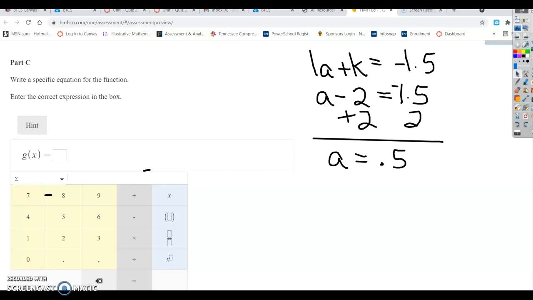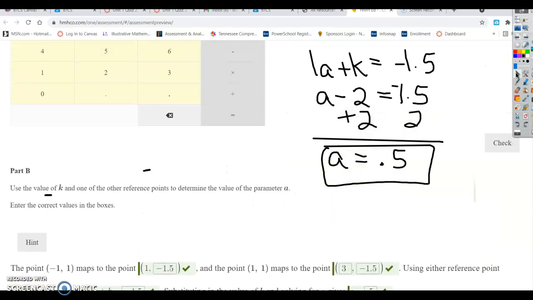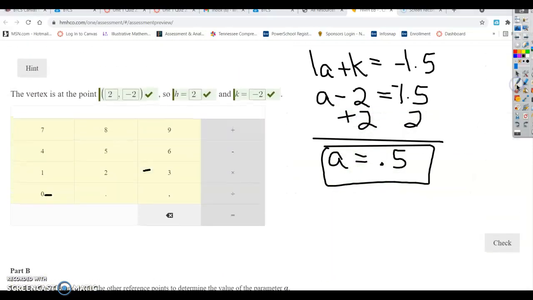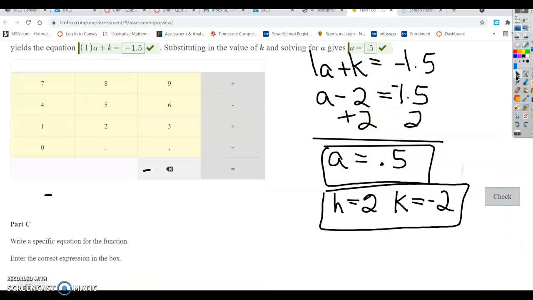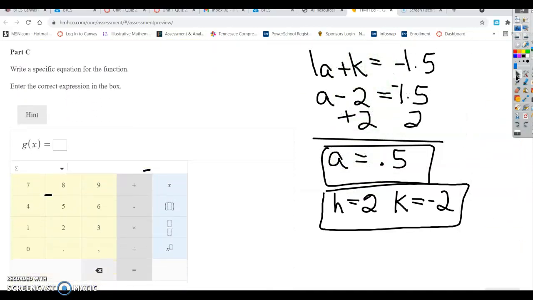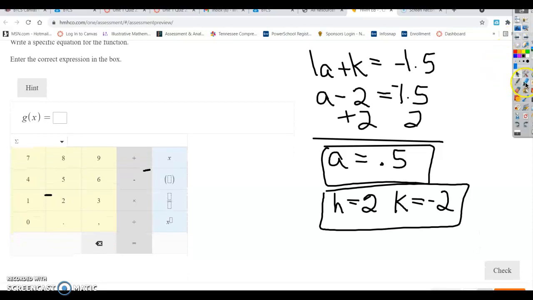Write a specific equation for the function. All right, so we know that we found a. a is 0.5. So let's go back up here and see what h and k were. h was 2 and k was -2. So if we use all of these pieces of information and we use the general formula, we should be able to write g of x. Trying to erase this here first. All right. Let's see, g of x.